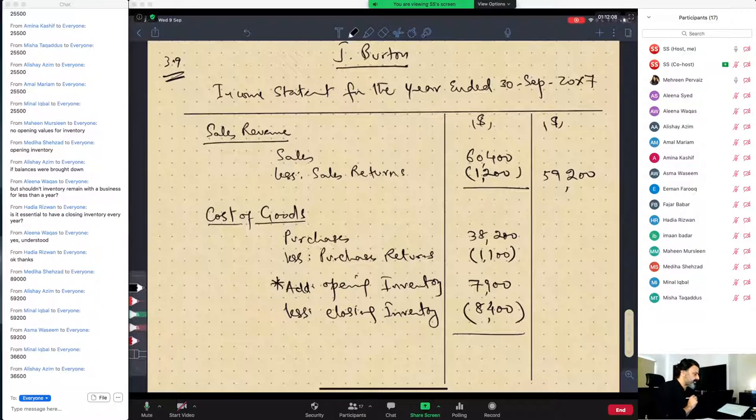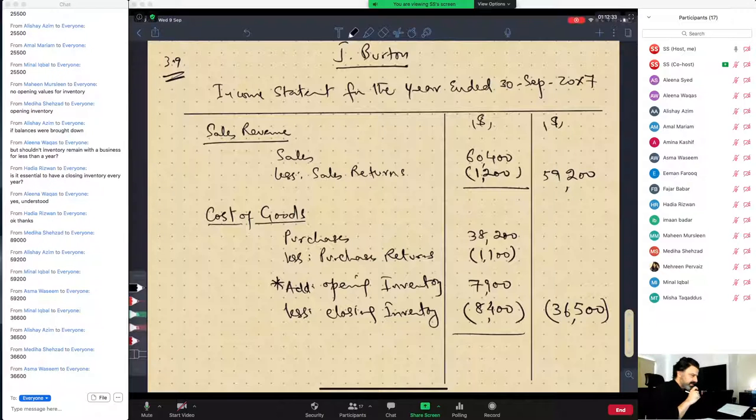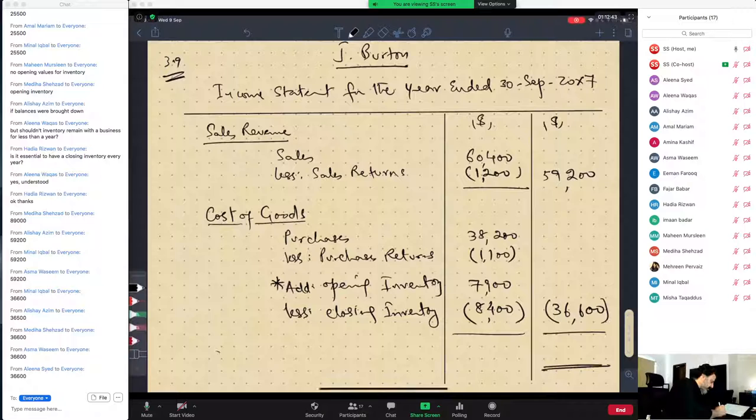What is the cost of goods sold? 36,500. Please verify, everyone. Do your own calculations. Verify the values. 36,500. Is it 36,600 or 500? Minal says 600. Alicia says 500. What is the value here? 36,500 hai ya 36,600? 36,600. So we confirmed from multiple sources 36,600, and now we will be able to calculate our gross profit.